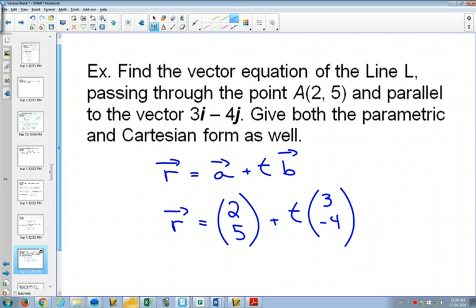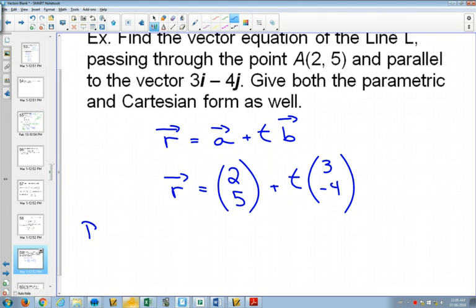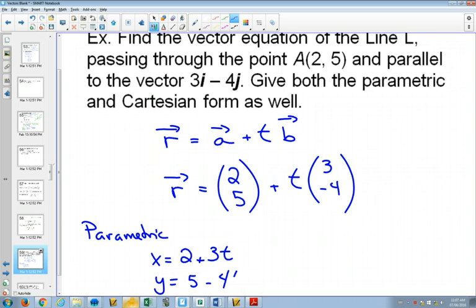If we were going to write the parametric form, your x coordinate is 2 plus 3t, and your y coordinate is 5 minus 4t.